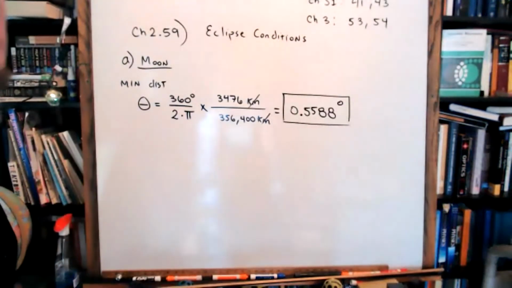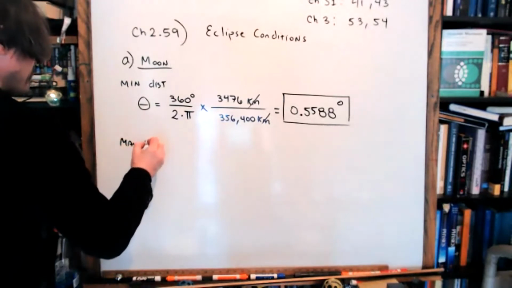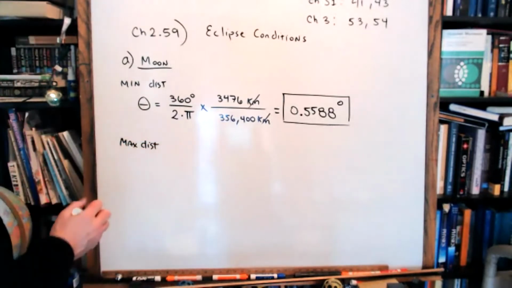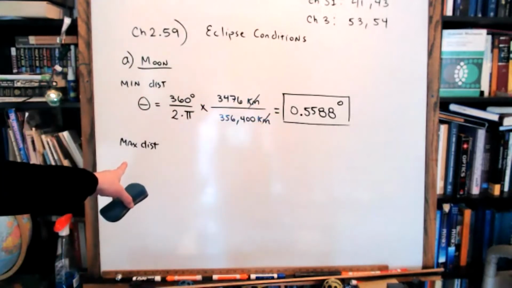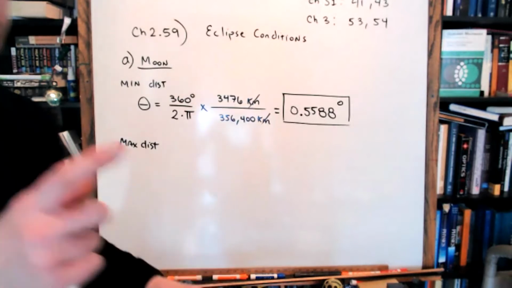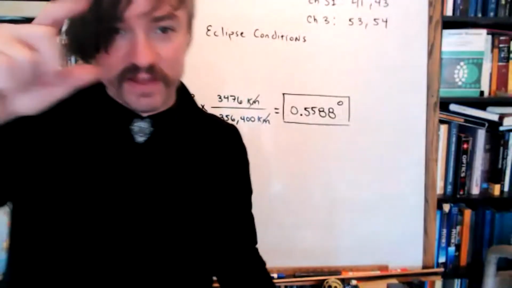Now it's time to do the moon's angular size at the maximum distance. Class, will the angular size be greater or less at maximum distance? Less. Remember, the farther away you are, the smaller the angle.